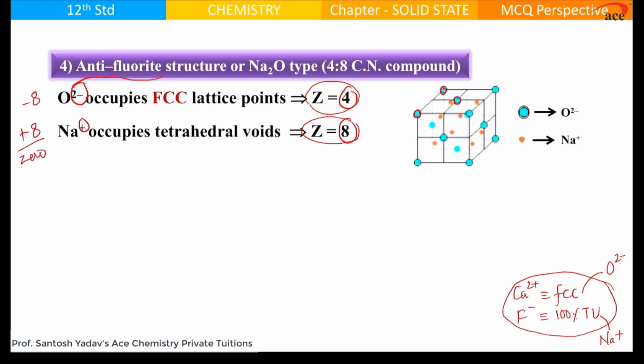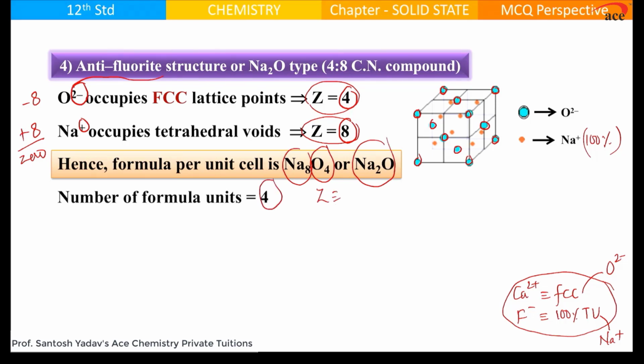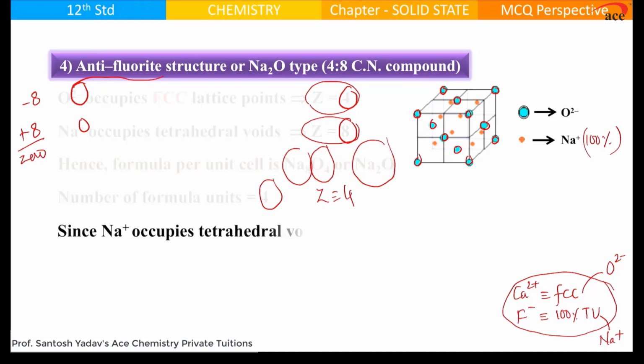So oxide makes up FCC. Somebody says FCC means 8 corners and 6 face centers. And where is Na plus present? Tetrahedral void. It should be present in 100% tetrahedral void so as to have charge cancellation. So 8 sodium, 4 oxide, therefore formula will be Na2O. So number of formula units is 4. We say rank is 4.